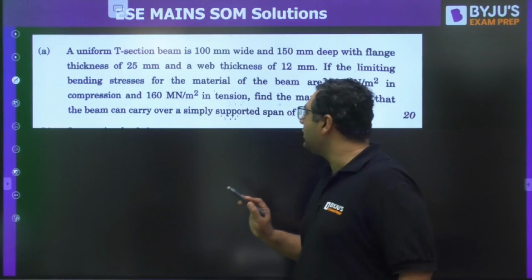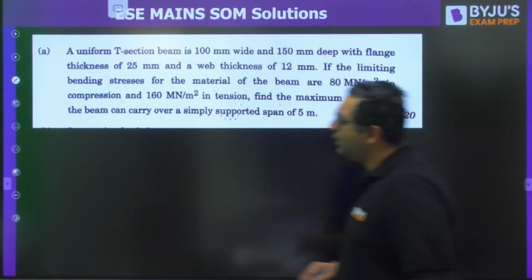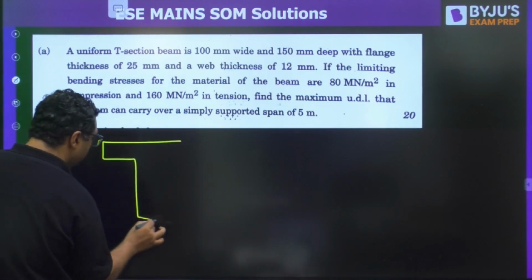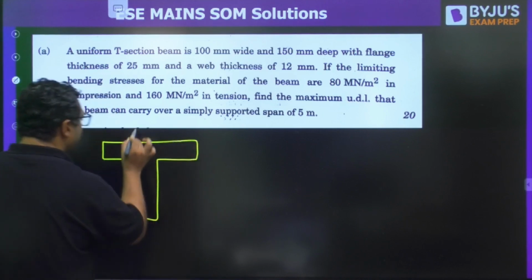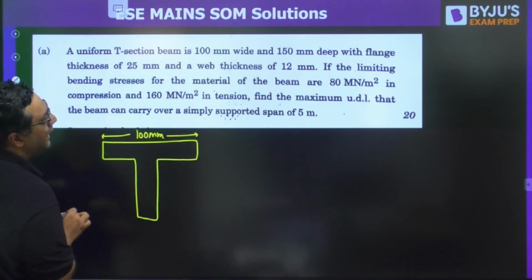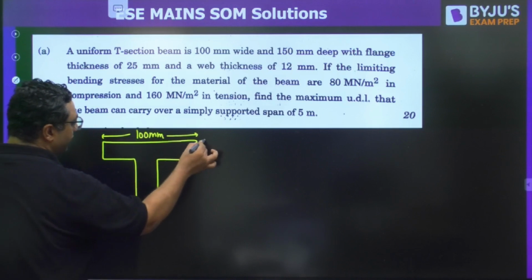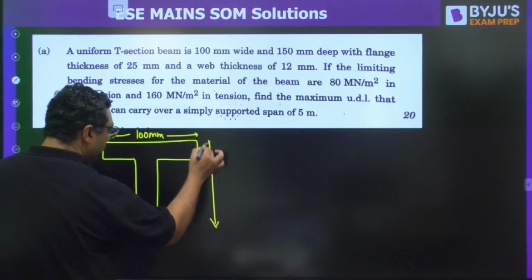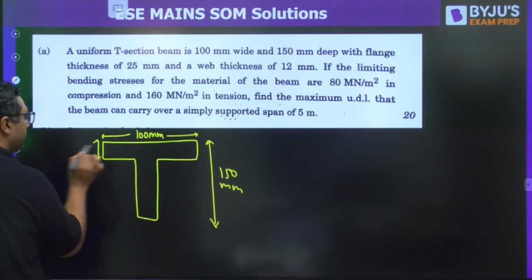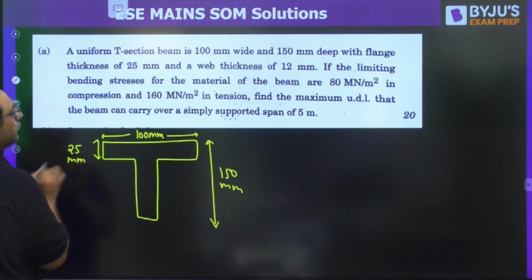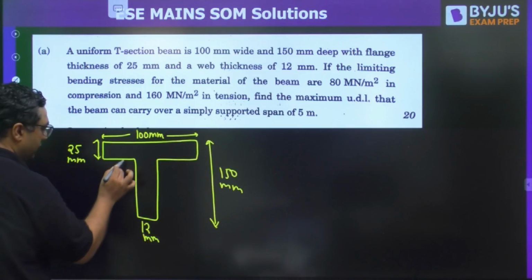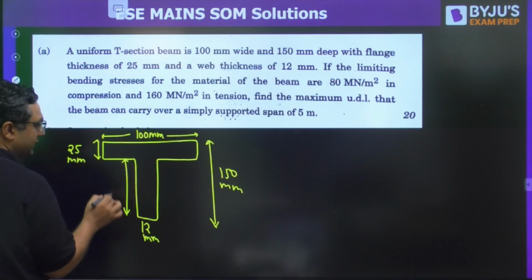This is a good question, 20 marks. A T section beam 100 mm wide. There is a T section beam, 100 mm wide and 150 mm deep. Flange thickness is 25 mm. Then this is a 12 mm web, and this length is 125.